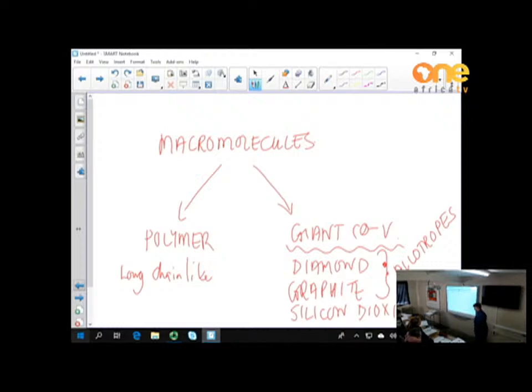Diamonds and graphite. You need to know why diamond is strong. You need to know why diamonds do not conduct. You need to know why graphite is soft. And you need to know why graphites conduct. They ask this year after year after year after year.